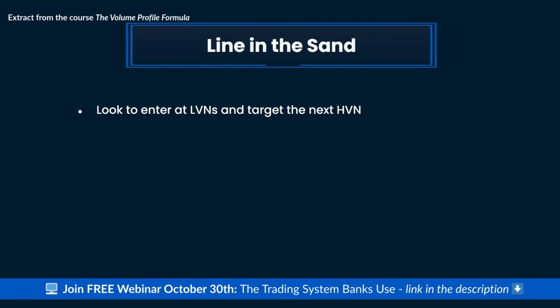And this is the repeatable action. When we get to these areas of low volume, if we are above an LVN and we come down and test it from above, as long as we're holding above that, we can look to enter on that LVN and then target the next HVN above us. If we break down that LVN, we can look to short the LVN and then target the next high volume below us. And that's why this trade idea is called line in the sand.